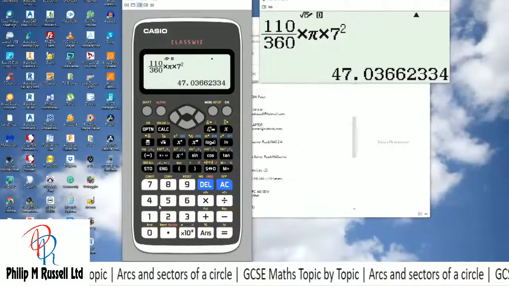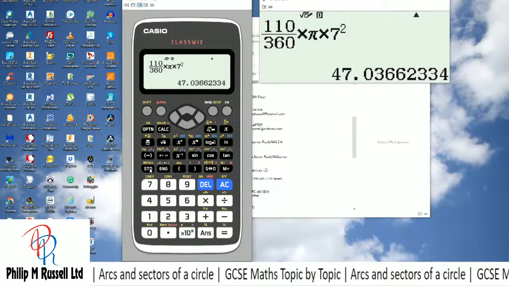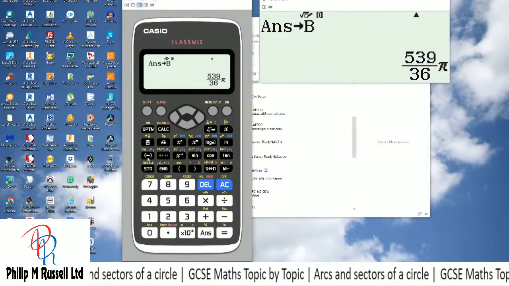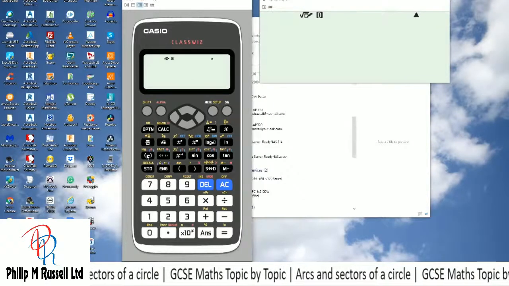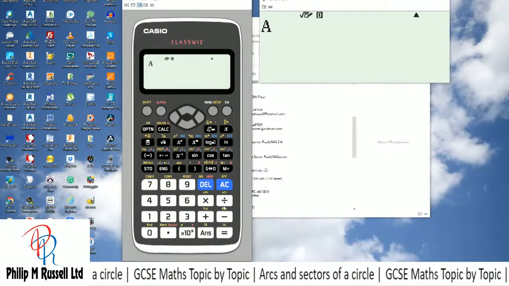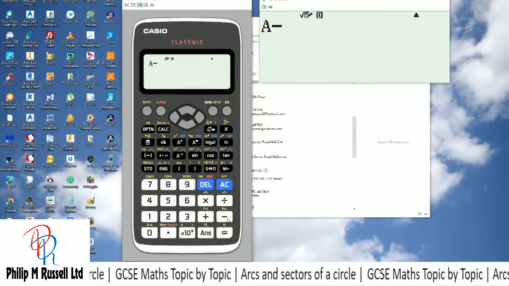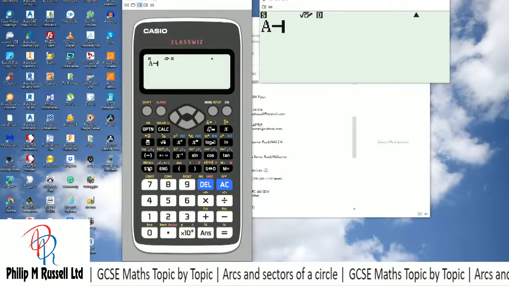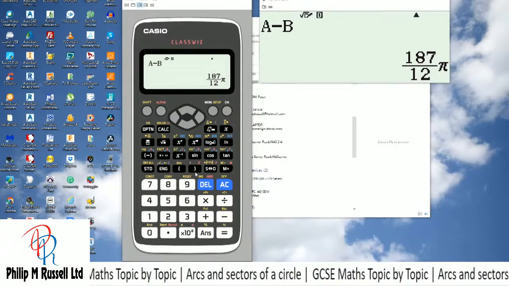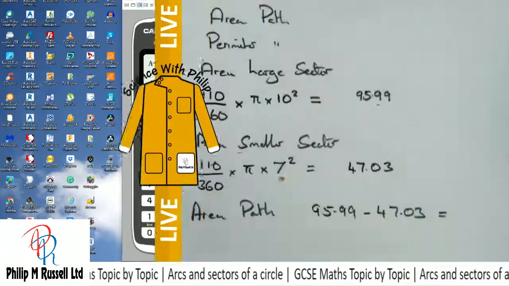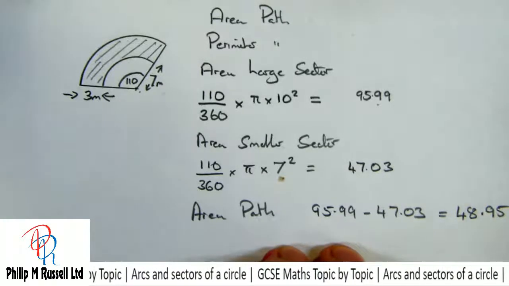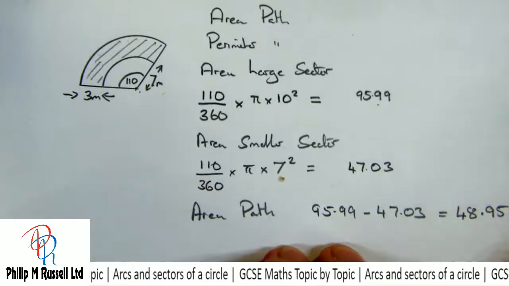So let's do that on the calculator. So all I want to do here is recall the numbers. So let's cancel, and what I want to do is recall memory A, and from that I'm going to take away what was in memory B, so I'm just going to shift recall memory B, and that gives me 187 over 12 pi, or in real numbers that's going to give me 48.95, and we're told it's meters, so it's meters squared.